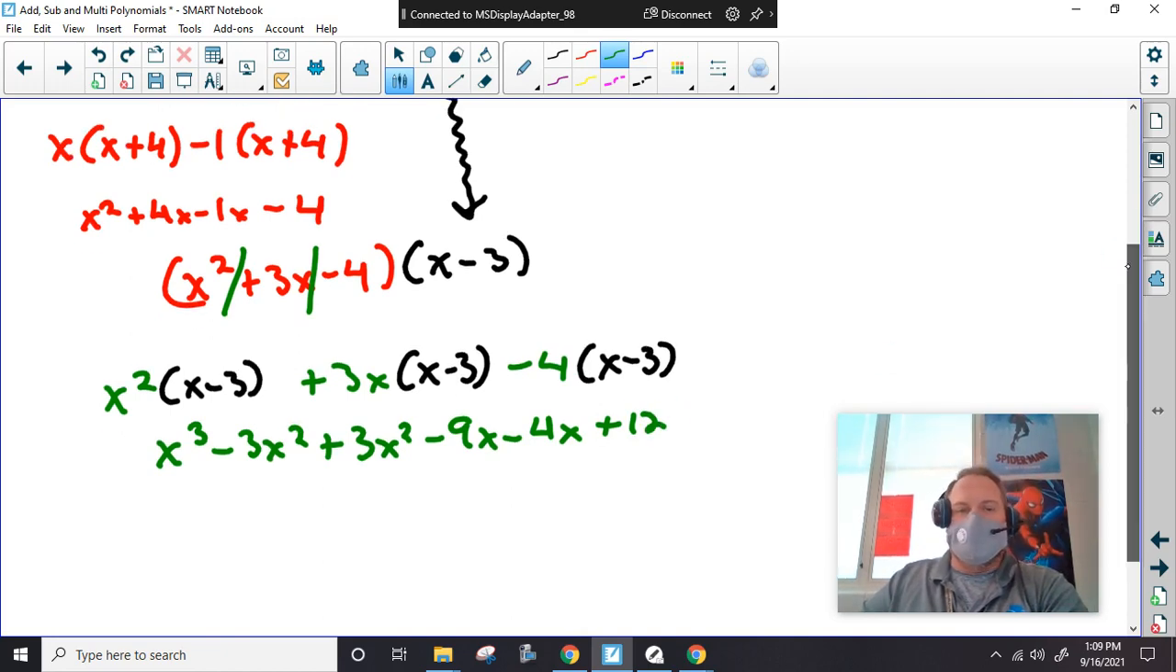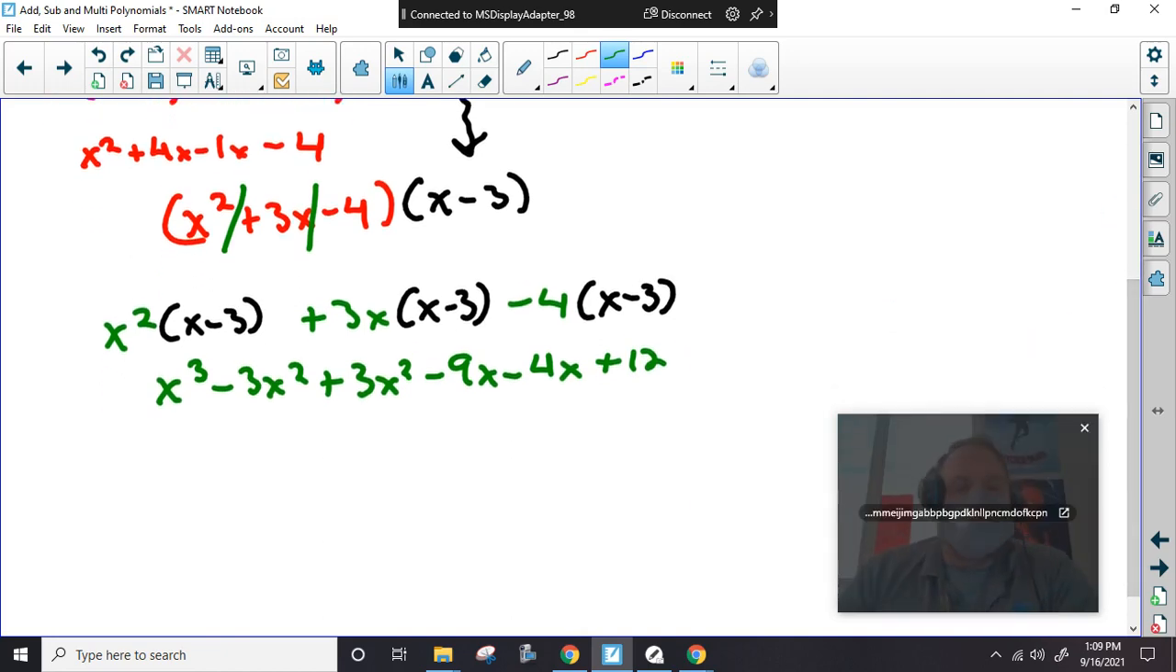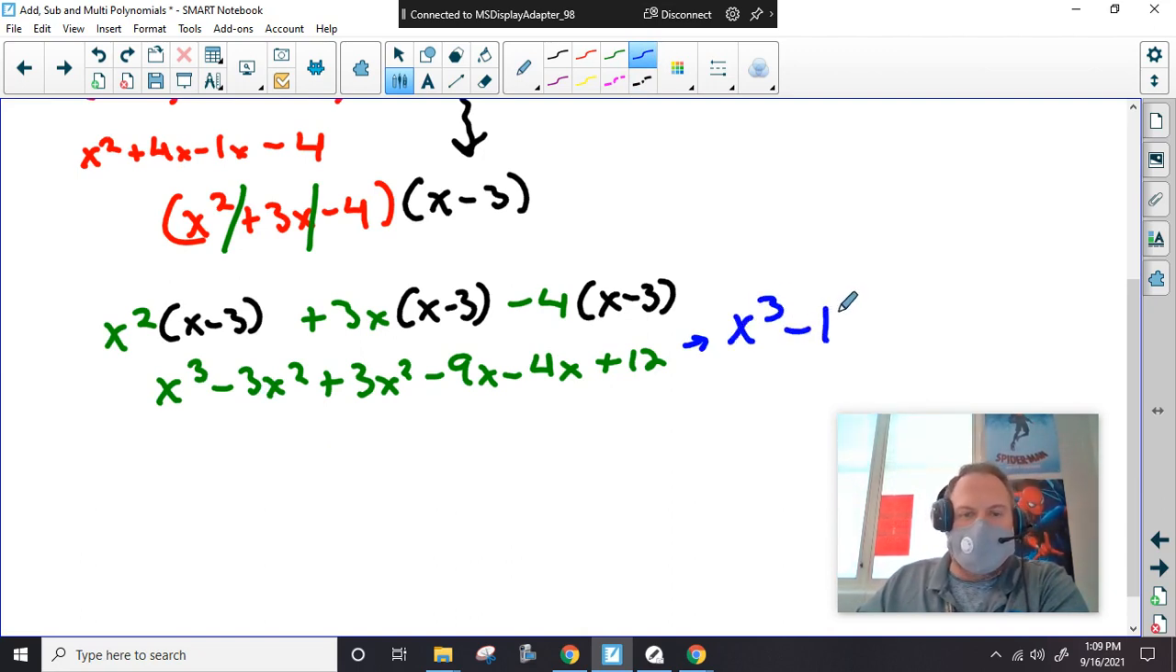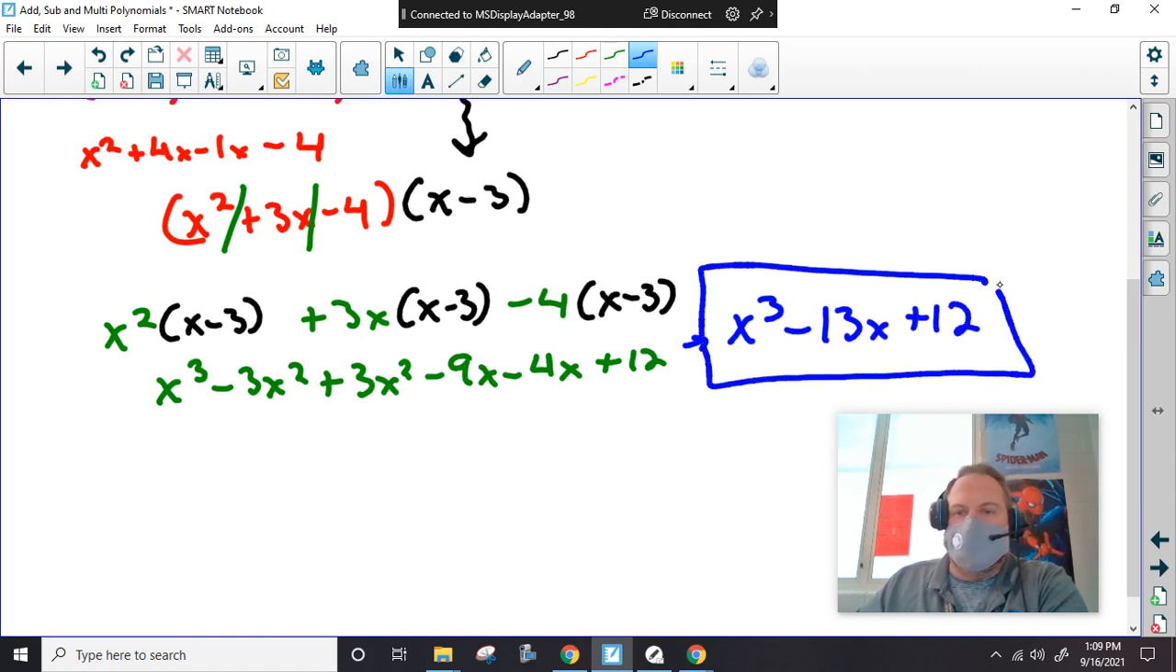All right. So by doing it like this, we have all of our like terms together. If you did it the other way, you'd have to figure out what the like terms are. Our x squareds cancel. So it looks like I'm just left with x to the third minus 13x plus 12. Ta-da! Now do you see why we only have 13 and 14?